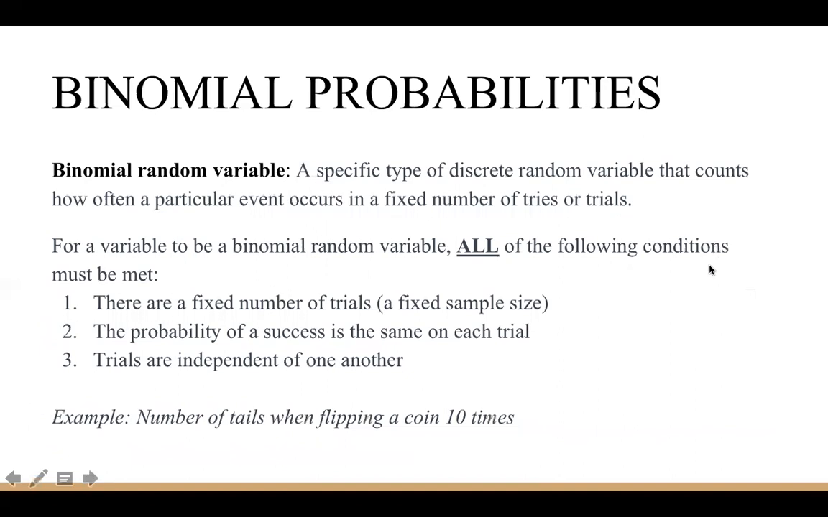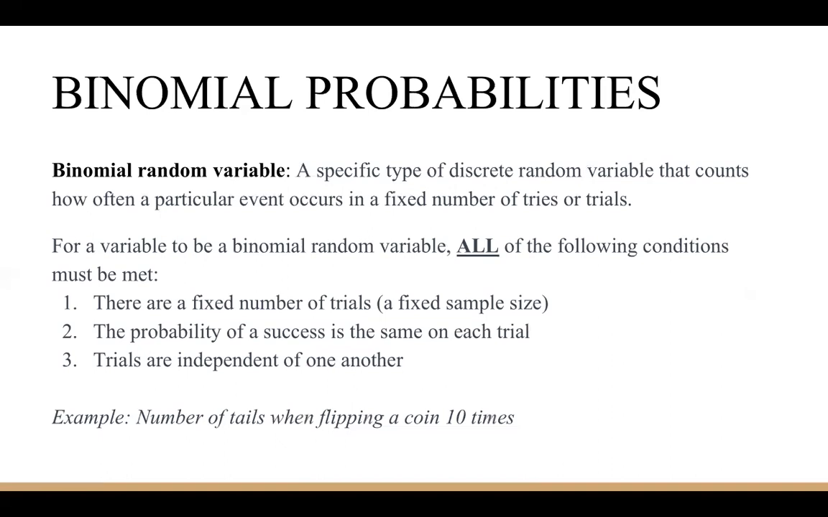So remember that binomial random variables, this is kind of a shift from what we were just doing, are a specific type of discrete random variable that counts how often a particular event occurs in a fixed number of tries or trials. For a variable to be binomial, all of the following conditions have to be met. It makes it a little bit easier that there are clear conditions. If it doesn't follow one, then it's not a binomial random variable. It has to follow all 3 of them.